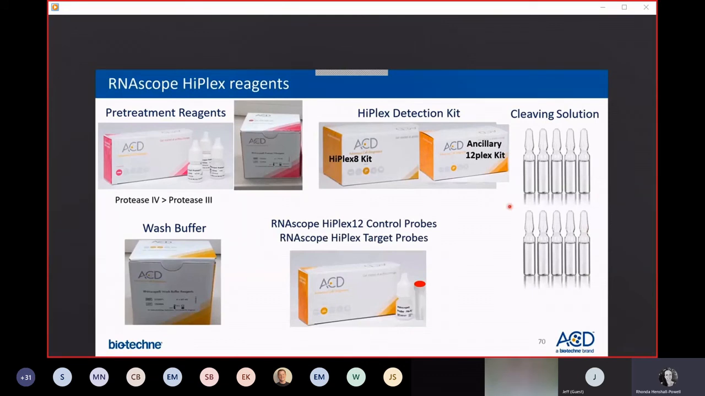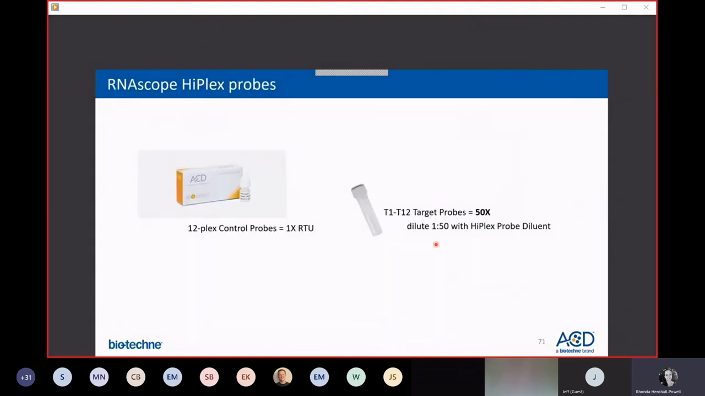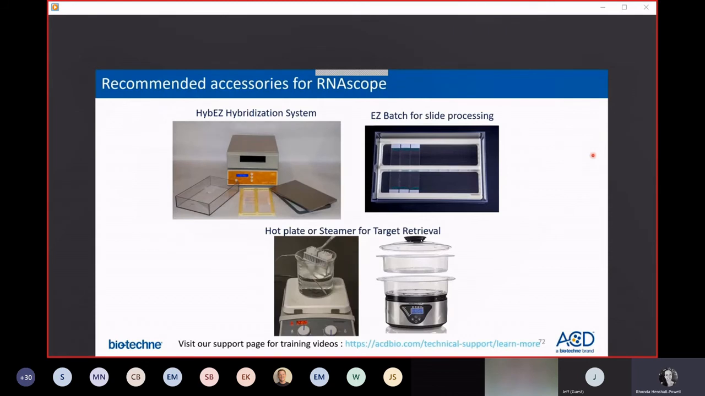And then the probes. The 12-plex control probes come pre-cocktailed, pre-mixed at 1x concentrate, ready to go. Your target probes will all come at 50x concentrate in little Eppendorf tubes just like this, and you'll use the HiPlex probe diluent. This is basically a buffer to dilute your concentrated target probes 1 to 50 for application to the slide. Again, most of the kit reagents come in these little dropper bottles. It makes the kit so easy to use. The one thing you'll really need the pipette for is to do this dilution factor.